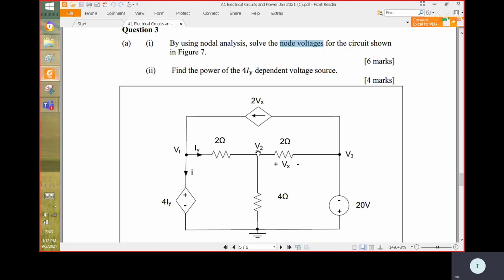Okay, so Vx is between V2 and V3. So you can say that V2 minus V3 is equal to Vx, right? Okay, there's all the node voltages here. Actually, the node voltages refer to V1, V2, and V3 only.